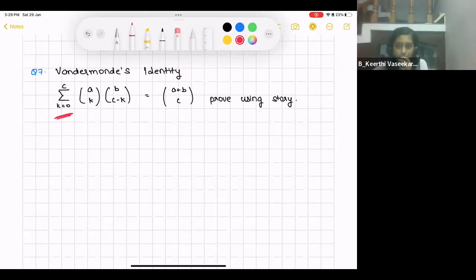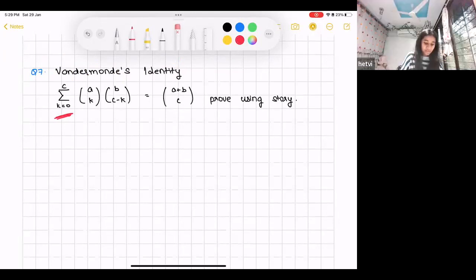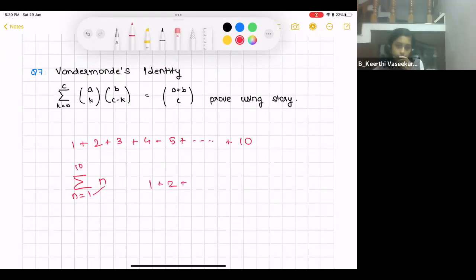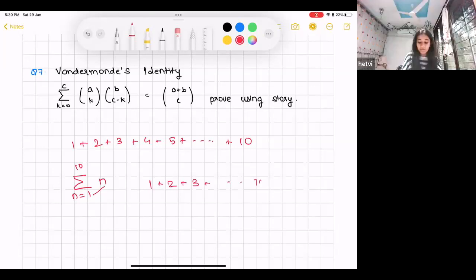Summation is basically, suppose you're doing 1 plus 2 plus 3 plus 4 plus 5, and so on up to 10. Instead of writing it over and over again, we can just write summation of n, where n goes from 1 to 10. That means when n is 1, I put 1, then next n is 2, so I add 2, then n is 3, so I add 3, and so on up to 10.